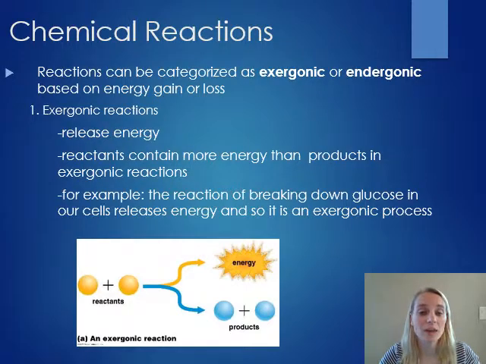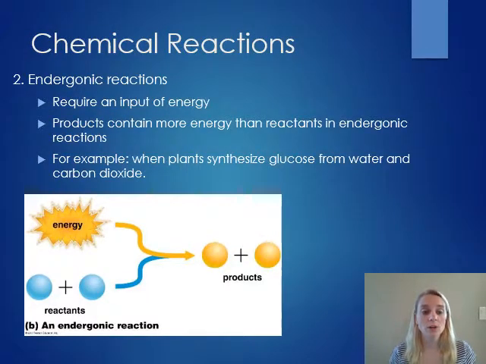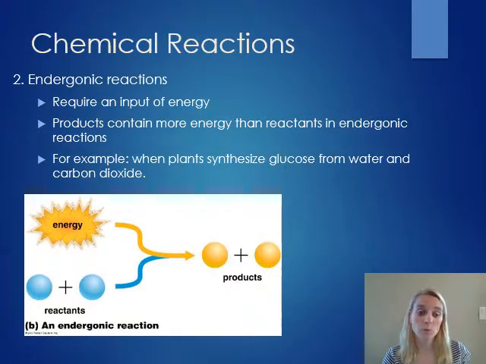The other type is endergonic. So endergonic requires an input of energy. You have to have energy go into the system to go from your reactants to your products. What that means is the products have a higher amount of energy than the reactants that started the reaction. So the example of an endergonic reaction would be photosynthesis.